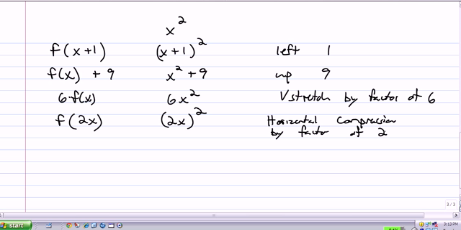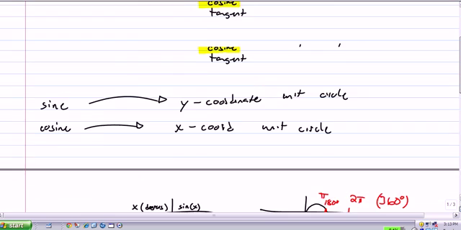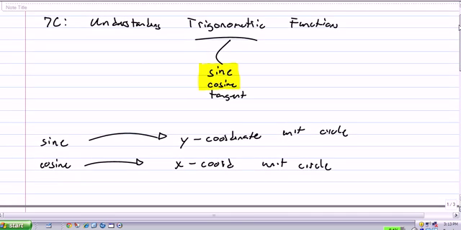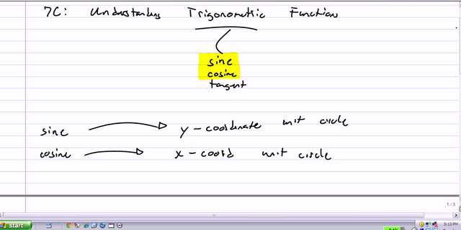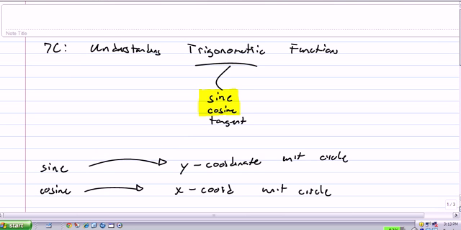You're going to use the context of the problem to determine how you need to stretch the graph or slide the graph. So this next learning target, 7C, is about sine and cosine as functions. How can we use those functions to model things that happen in the real world? And we'll use transformations to help us fit those basic sine and cosine functions to real world problems. So that's what's coming up in 7C.